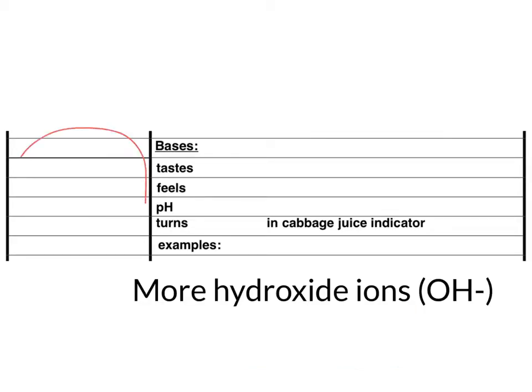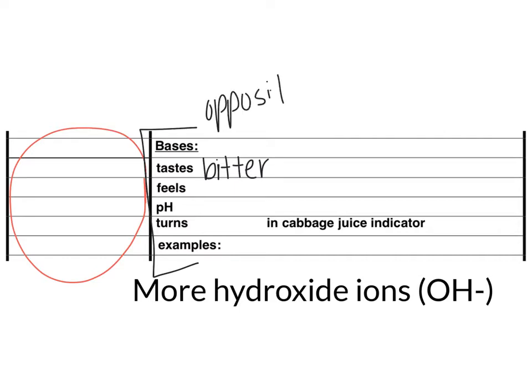Bases. Again, come up with a question here. Bases, these taste bitter. So basically, the base is the exact opposite of an acid. They taste bitter. They feel slippery. They have a pH of 7.1 up to 14. And when you put it in the cabbage juice indicator, it turns green.